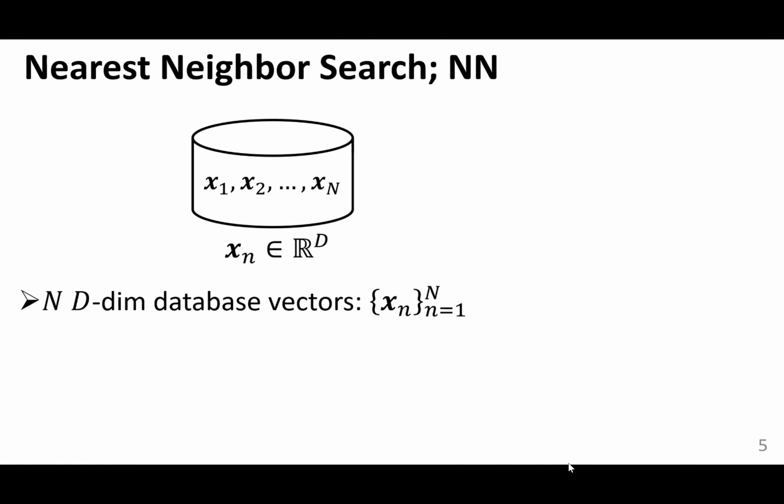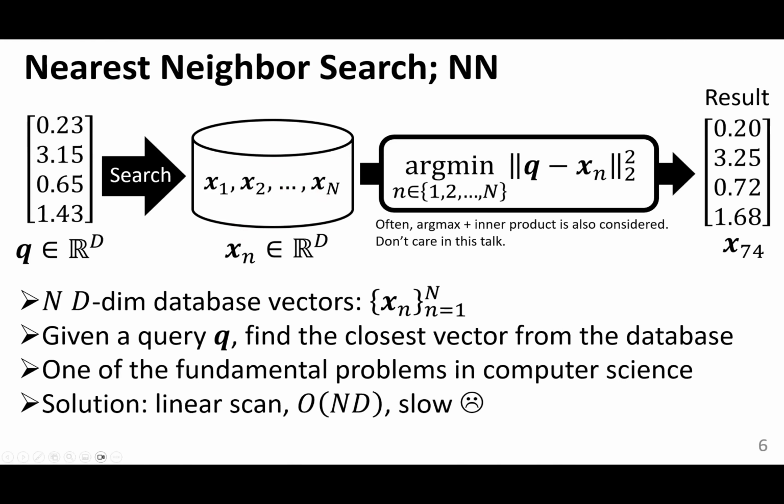Okay, my talk is about nearest neighbor search. Let's say we have n d-dimensional vectors, x_n, n equals 1 to N. So there are a lot of database vectors here. Then our task is search.